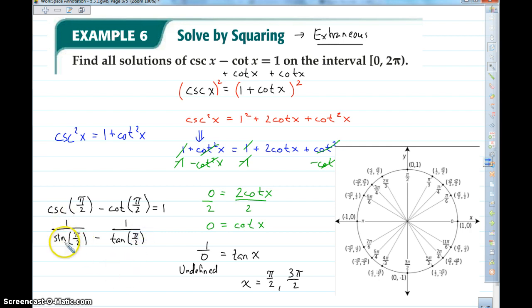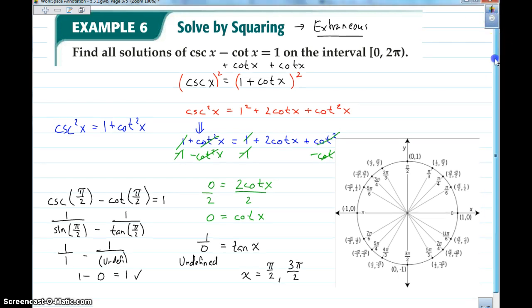So let's see here, 1 over sine of pi over 2. Sine of pi over 2 is 1, so this is 1 over 1. Minus 1 over, this was undefined, right? The cotangent of pi over 2 we said was 0. So 1 over undefined is really equal to 0. So we get 1 minus 0 equals 1. That one checks out. So now we just need to check our other one.